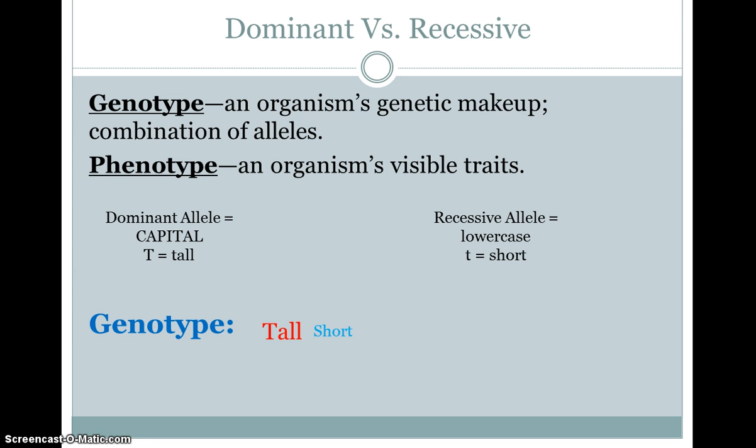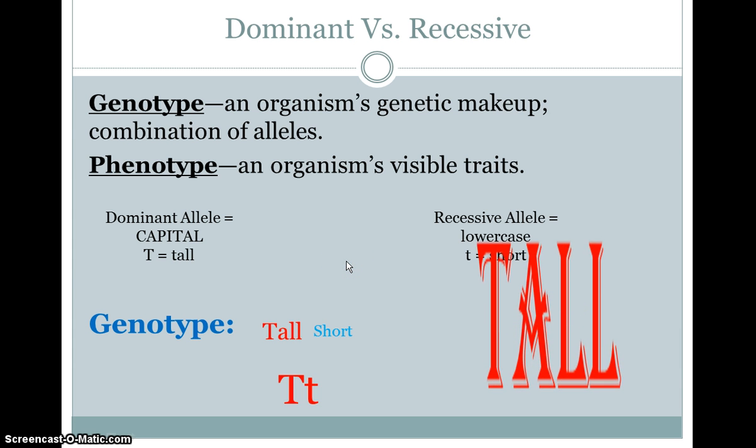So let's look at the genotype for a hybrid. So a hybrid has two different alleles. In this case, we have one tall and one short. So that genotype would be represented by a capital T and a lowercase t. The phenotype that that would make is a tall plant. The reason why it's tall? We have a dominant tall allele present, so it covers up the short one. It's like the short allele never even showed up.